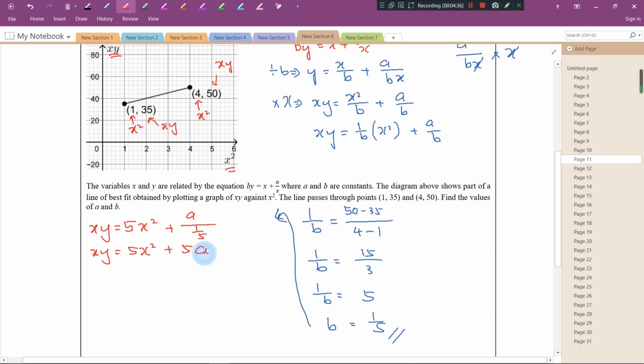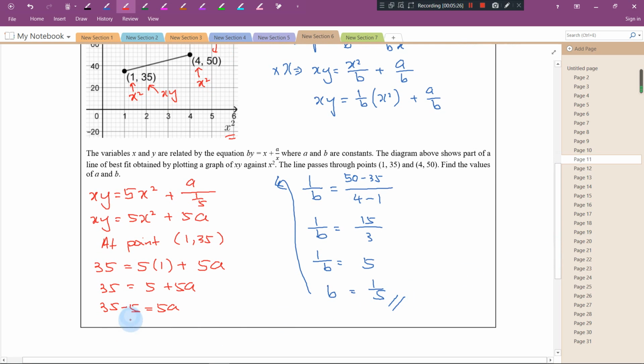Okay, now we are going to find the value of a. You can use this point or this point. Let's say I use this point, it might be easier because I have 1 here. So at point (1, 35), remember, this is x squared, this is xy. The xy here is equal to 35, equal to 5 times x squared, which is 1, plus 5a. So 35 equals 5 plus 5a. Bring the 5 over here, 35 minus 5 equals 5a. So 30 equals 5a, and now we get the value of a. a is equal to 30 divided by 5. a is equal to 6. Okay, so this is how we get the value of a.